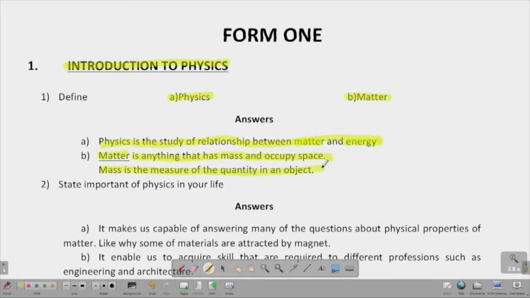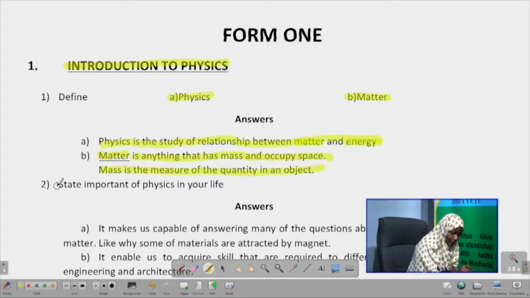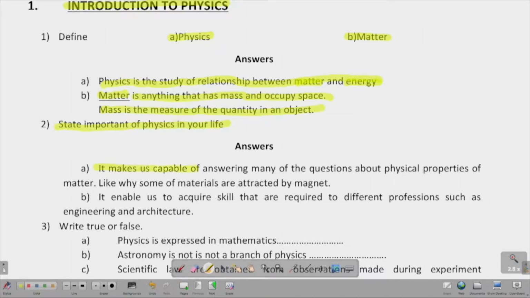And then to continue, we need to know the importance of studying physics. State the importance of physics in your life, right? Why do we study physics? Why do we have to go to school and then be like, okay, we're studying physics? Why do people in the universe study physics, right? For our level in Form 1, we should know just two importance. The first one says it makes us capable of answering many of the questions about physical properties of matter, right?